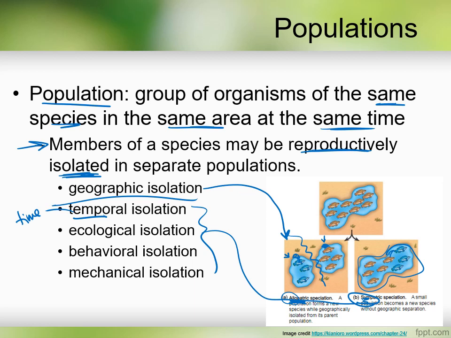We might have organisms that go into heat in the spring, or other organisms that go into heat in the fall. They are not going to mate because they mate at different times of the year, in different seasons.